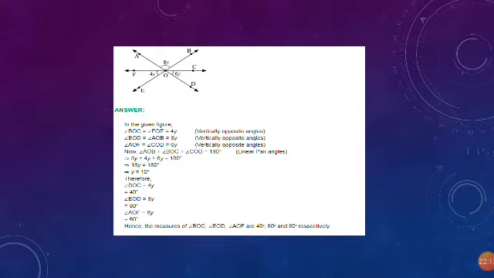8y plus 4y plus 6y is equal to 180 degree. 18y is equal to 180 degree. Y is equal to 10 degree. Angle BOC is equal to 4y, so 40 degree. Angle EOD equal to 8y, 80 degree. Angle AOF equal to 6y, 60 degree. The measures of angle BOC, angle EOD, angle AOF are 40 degree, 80 degree and 60 degree respectively.